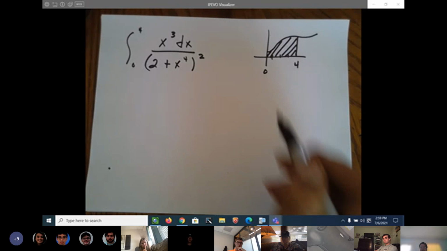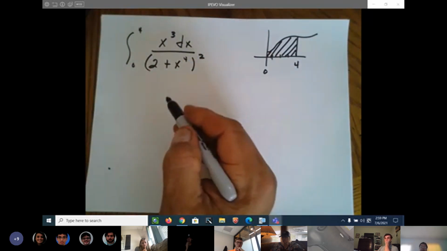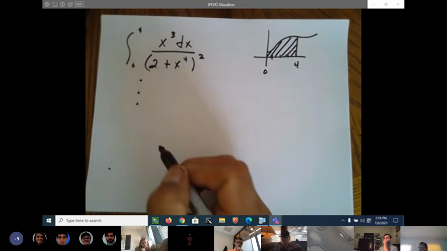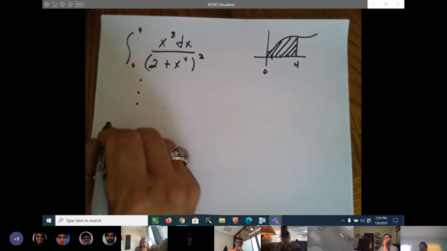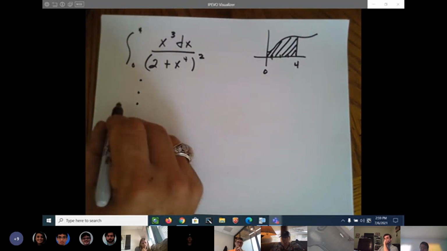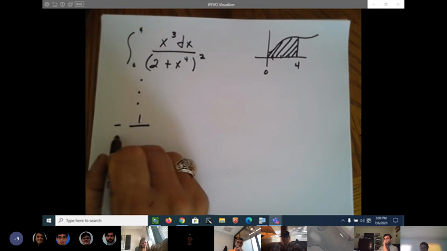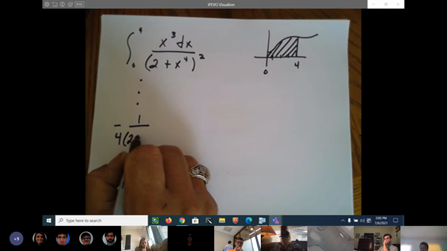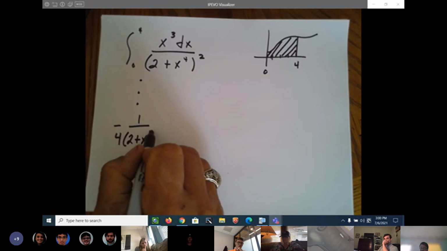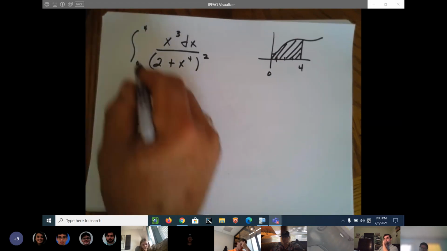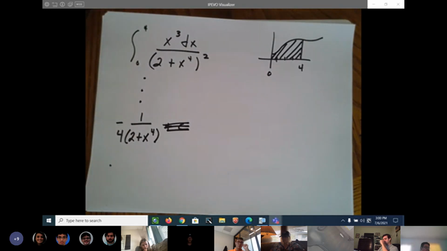All right? So you go through and you do everything, and you get it down to this: negative 1 over 4 times 2 plus x to the 4th, plus c. Everybody with me? Instead of plus c, you mark that out now that you got these limits. And I'm going to highlight them yellow.